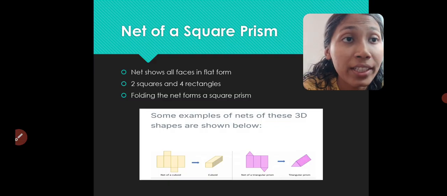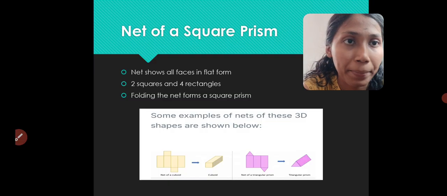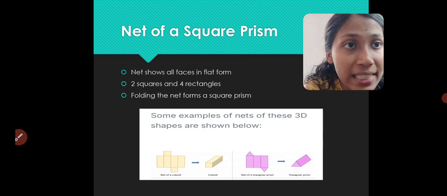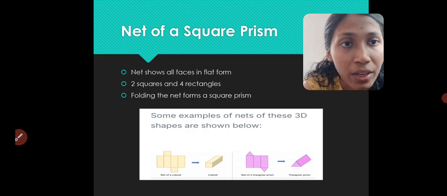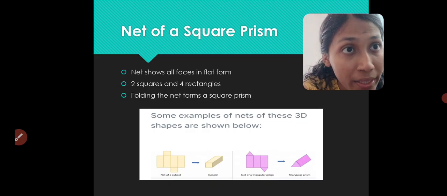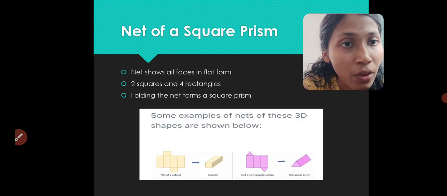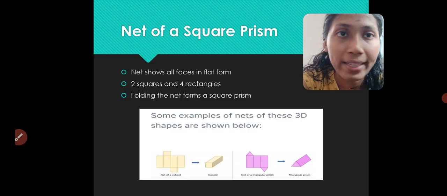Now look at these pictures. The first one is a square prism. It is also called a cuboid. The second one is a triangular prism with the base as a triangle. When we open this rectangular prism or triangular prism, it looks like this. This spread out flat form of a prism is called the net of the prism.